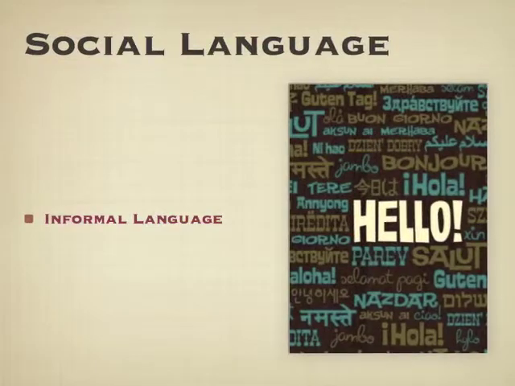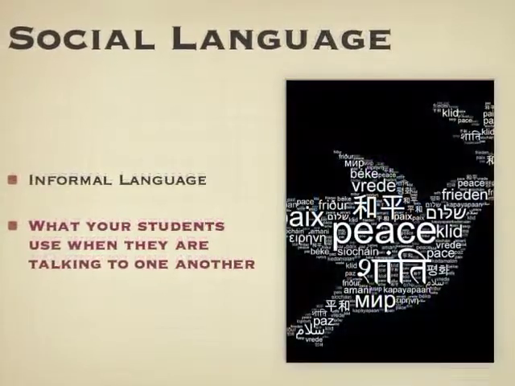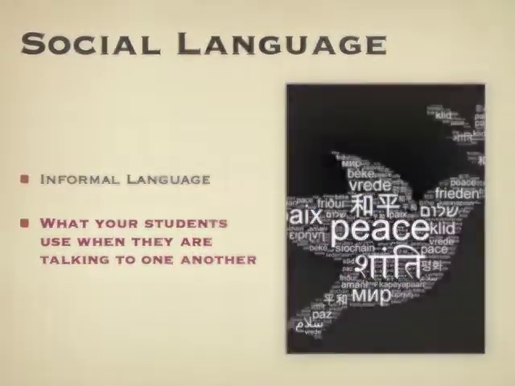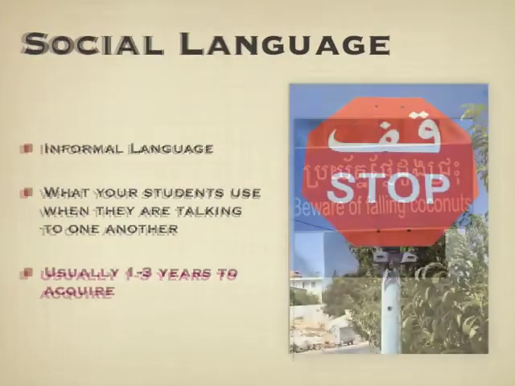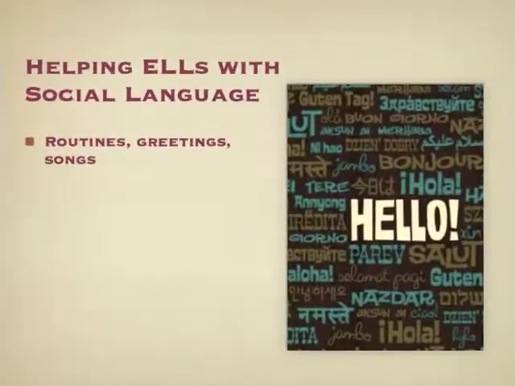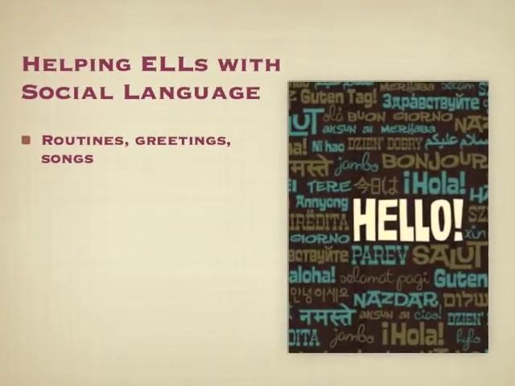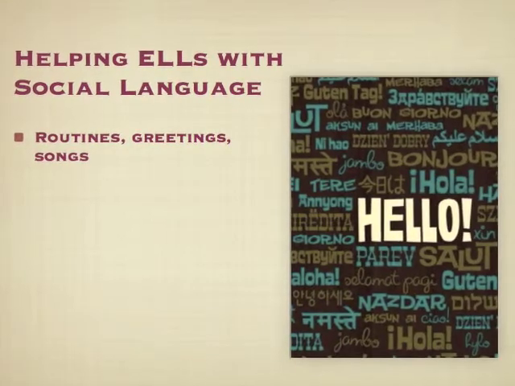Cummins calls social language basic interpersonal communication skills, which basically means informal language, what your students use when they're talking to one another. For most ELL students, this basically takes about 3 years to reach the level of their classmates. Teachers can incorporate routines, teach greetings, and sing songs to facilitate social language.